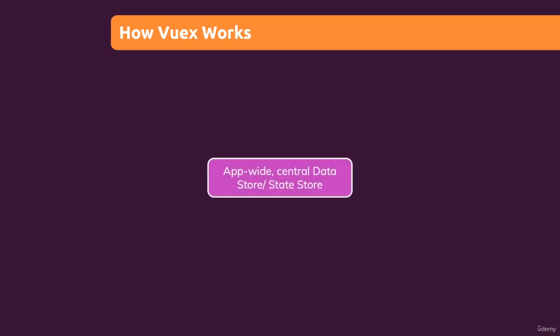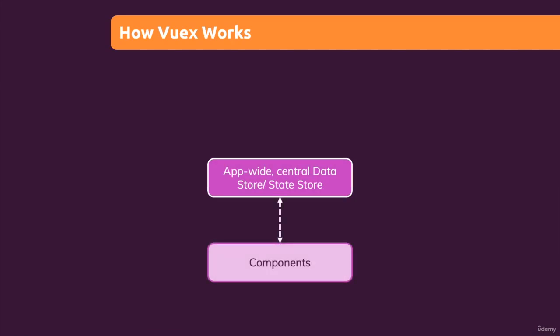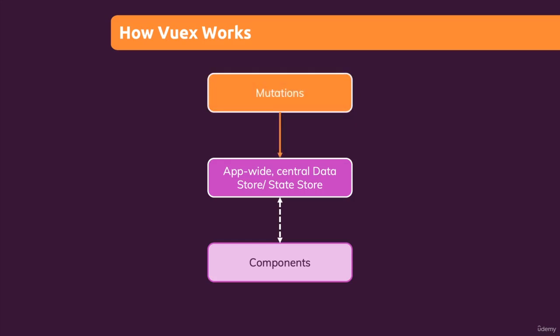We have this app-wide central data store, this state store, and we communicate with it from inside our components. Now I have a dashed arrow here because yes, we want to communicate, but not directly. What we're doing at the moment is not ideal. Instead, Vuex has a built-in concept called mutations. Mutations are clearly defined methods which have the logic to update the state. And from inside our components, we should in the end just trigger those mutations instead of directly manipulating the state.